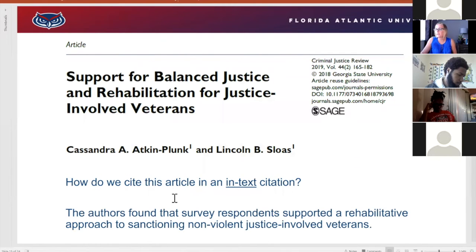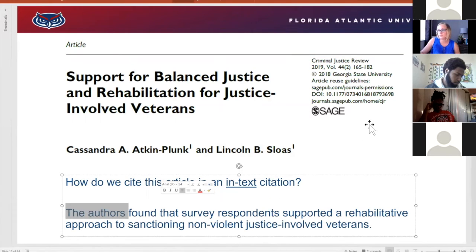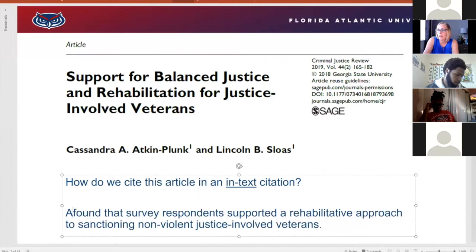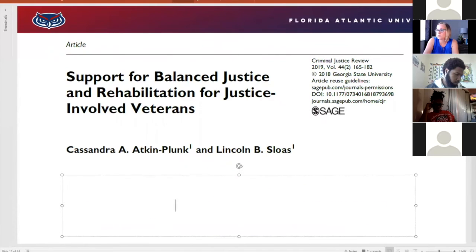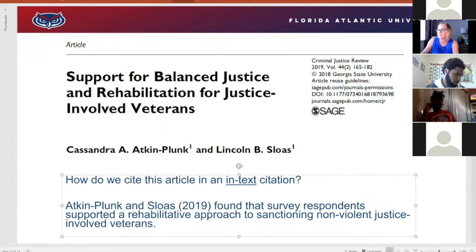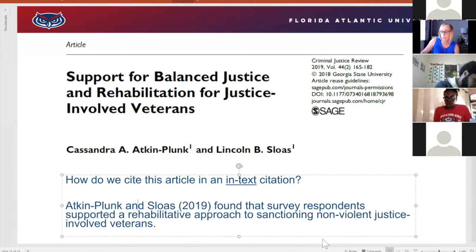Okay, so then how do we cite this article as an in-text citation? Again, this is the same article, but now instead of saying the authors found this, we want to use the people's names. So what we would do here is replace the authors with Atkin, Plunk, and Sloas, 2019. And that's how you cite that in your actual paper when you're writing out something that a source or that research found. And notice here that "and" is not the ampersand, it is actually the word "and" written out. Only when it's in your reference page or within a parenthetical citation do you use the actual ampersand symbol.